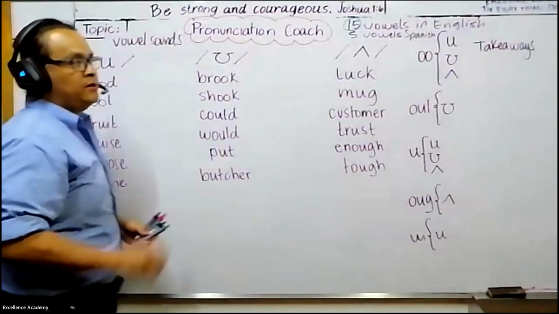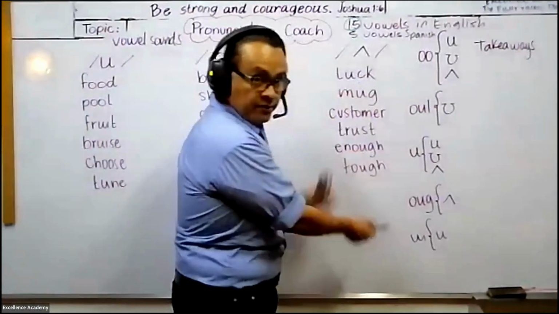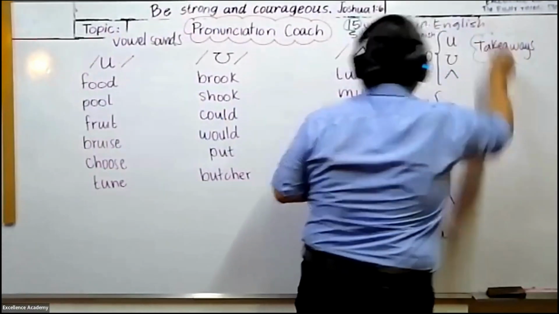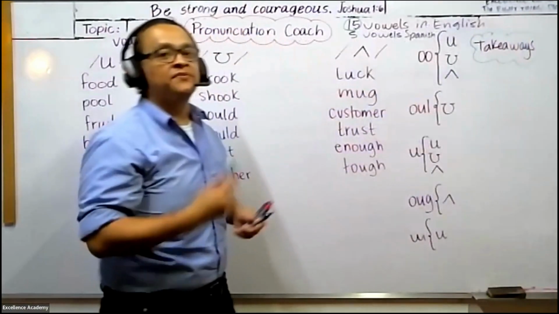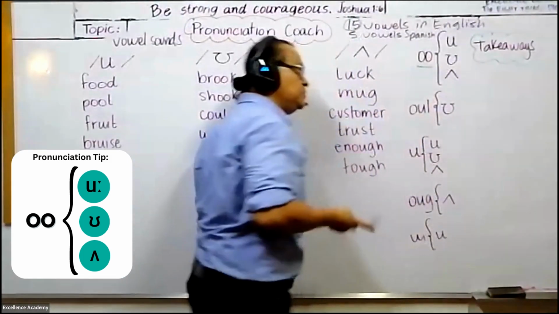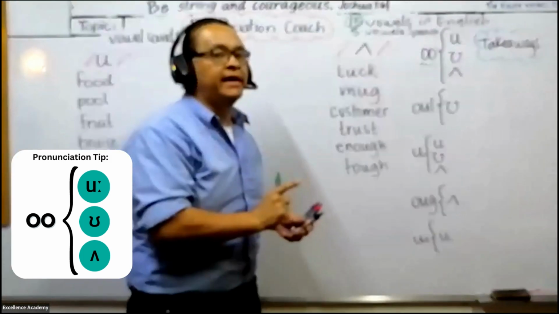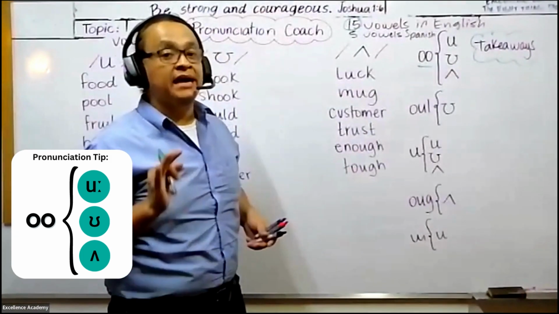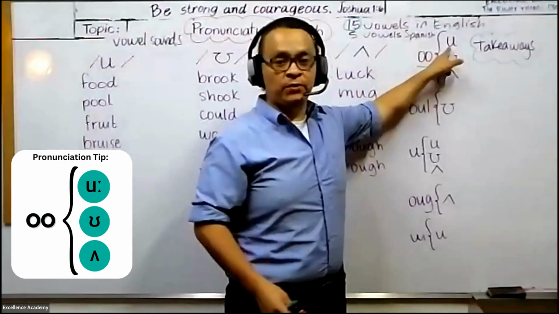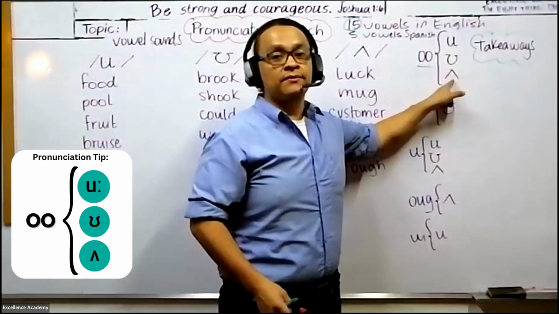Another thing that I want you to take away over here on this side of the board are the following ideas. For instance, when you have a double O in English, it's not going to have just one sound. Actually, we're going to have 3 sounds. So sometimes the double O is going to be oo, or ah.